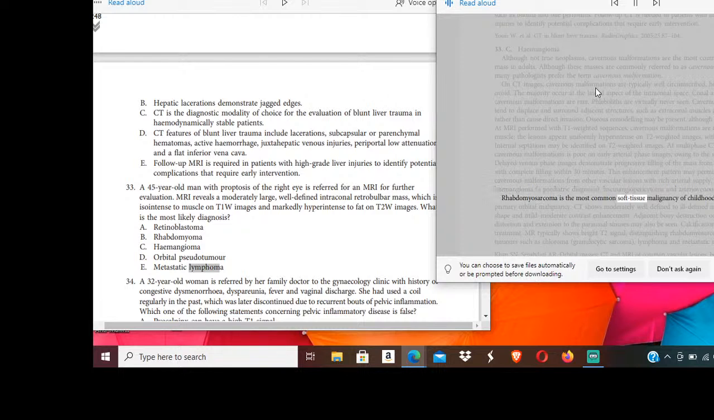Rhabdomyosarcoma is the most common soft tissue malignancy of childhood and the most common primary orbital malignancy. CT shows moderately well-defined to ill-defined margins, irregular shape, and mild-moderate contrast enhancement. Adjacent bony destruction occurs in 40%. Globe distortion and extension to the paranasal sinuses may also be seen. Calcification is rare unless post-treatment. MR typically shows bright T2 signal, distinguishing rhabdomyosarcoma from other tumors such as schwannoma, granulocytic sarcoma, lymphoma, and metastatic neuroblastoma.